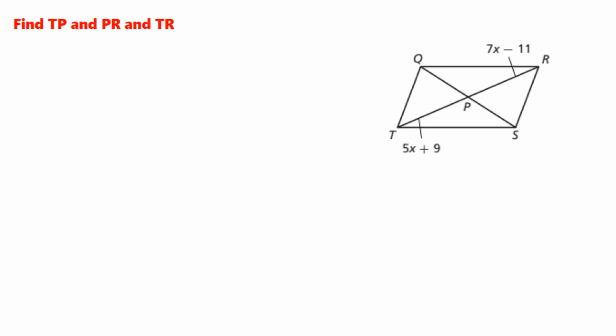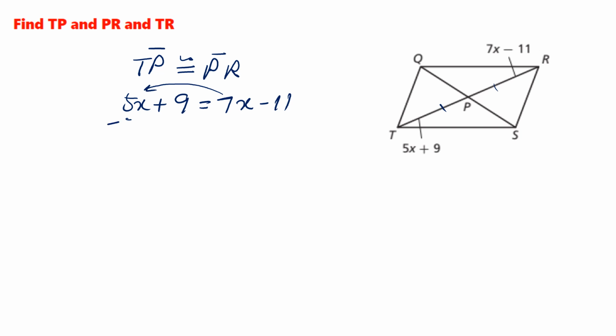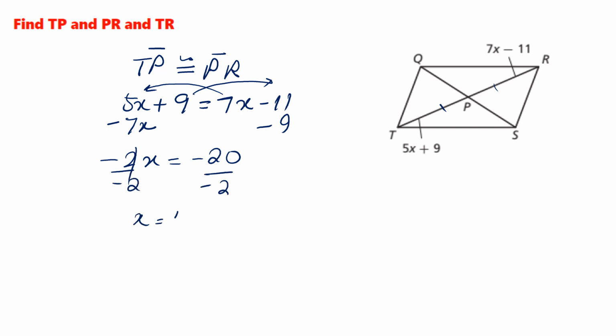Okay, here they are talking about some diagonals. So we know that TP is congruent to PR. What is TP? TP is 5x plus 9. And what is PR? That is 7x minus 11. Bring the 7x to the other side. It gives you negative 7x. Plus 9 on the other side gives you negative 9. 5 minus 7 is negative 2x. Minus 11 minus 9 is minus 20. Divide both sides by minus 2. We will get x equals 10.